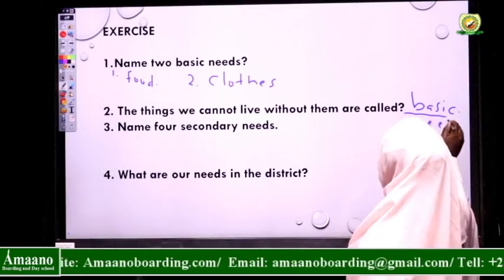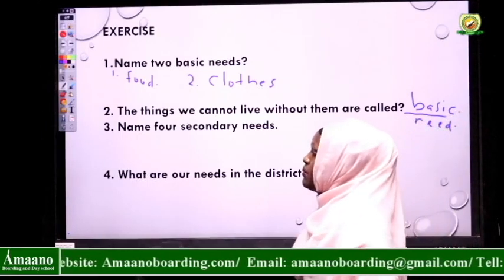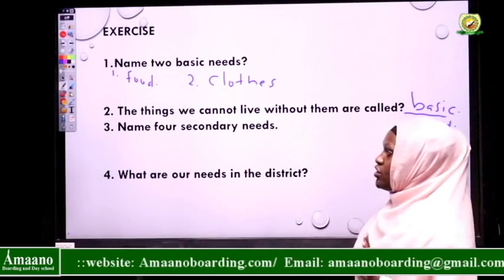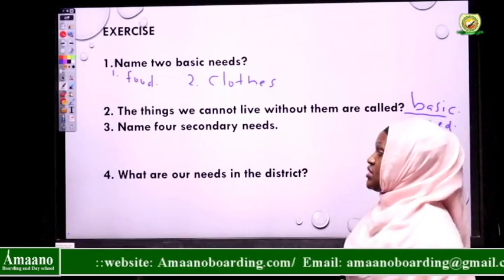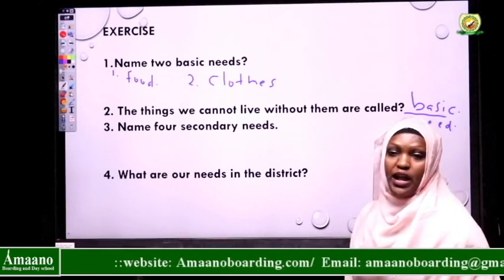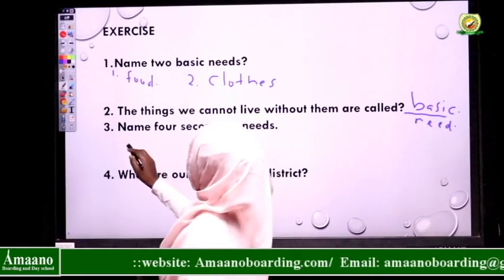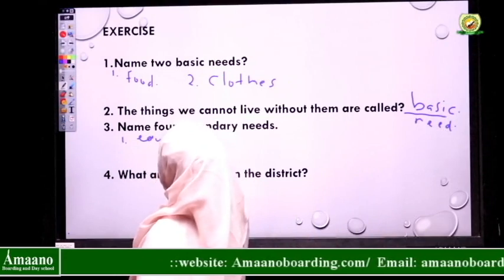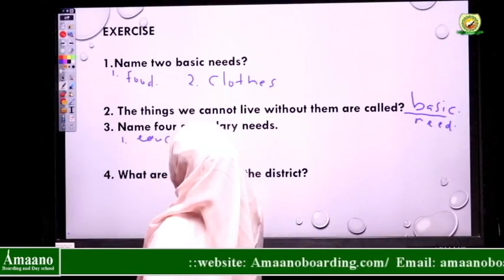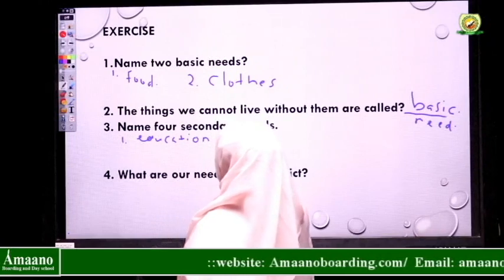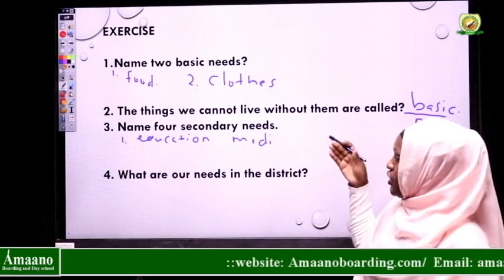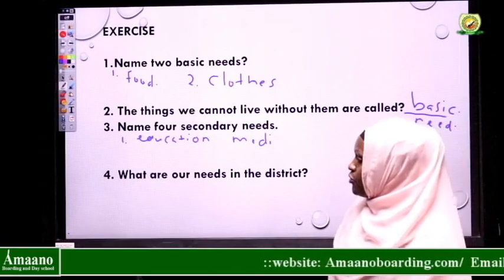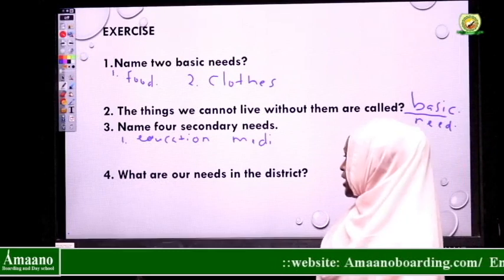The basic needs, these are the things you cannot live without. Then number 3, name 4 secondary needs. The secondary needs, we have said, are the things we need to make our life better. Number 1, we have education. We have medical care. We have the car and the television.